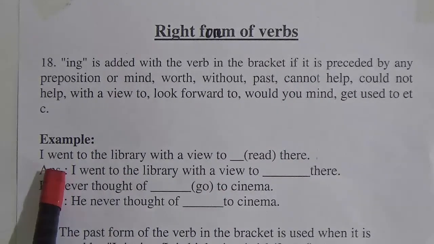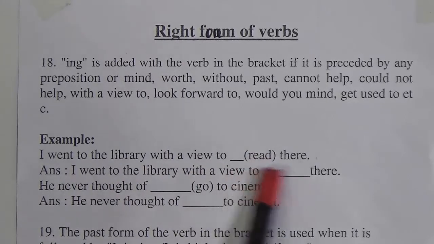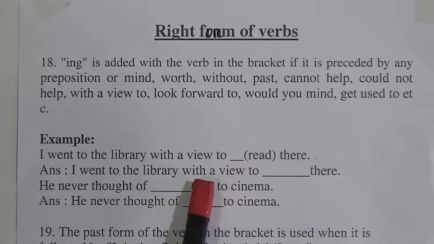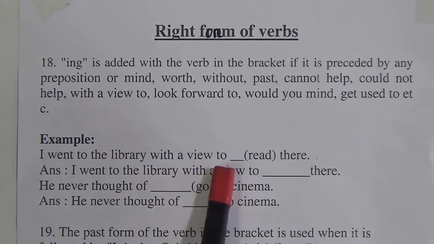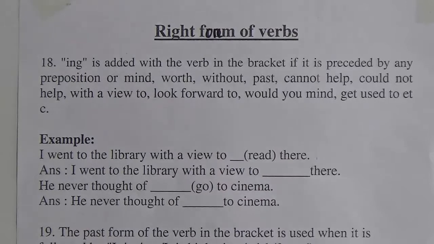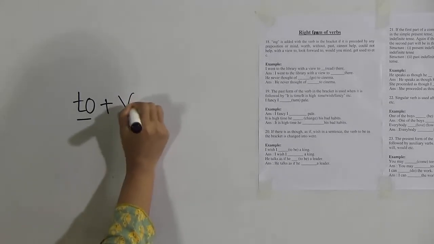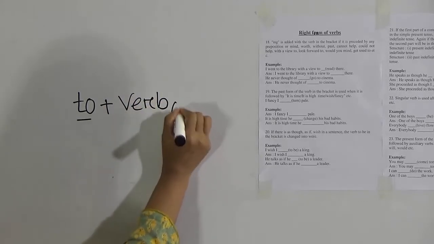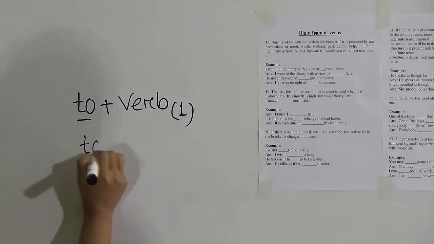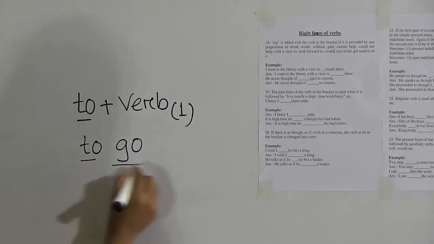Look, first example: I went to the library with a view to dash in bracket read there. So what will be the answer? I went to the library with a view to. Students, we know after to we have to use the base form of the verb. That means verb 1. If we say to go, to play, so after to we use go.